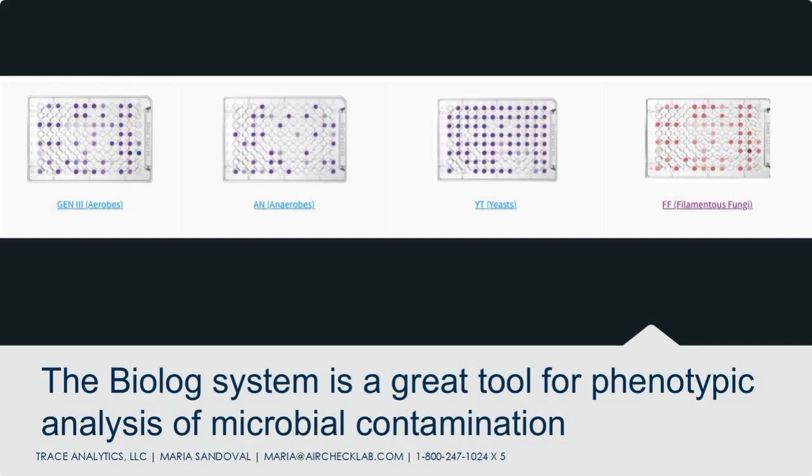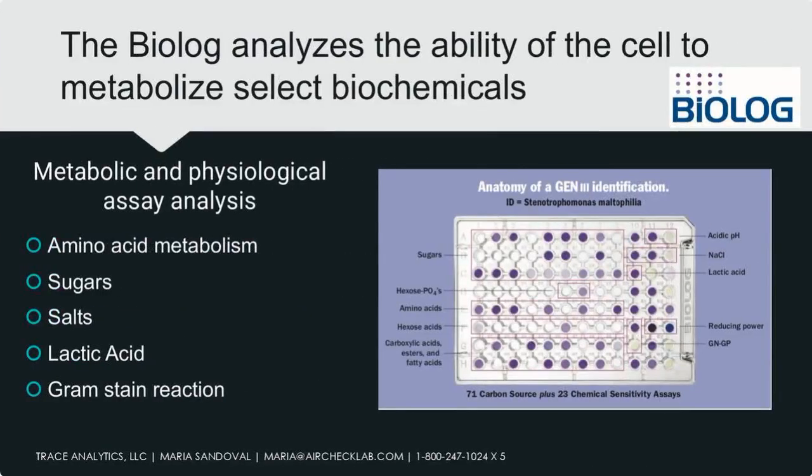If you have yeasts, which are eukaryotes, the aerobic plate can be used if you don't know if it's a yeast, because some of the yeasts look very similar to bacteria. But for most of your yeasts and filamentous fungi, you'll use these specific plates. And again, these 96 well plates give you a fingerprint of the phenotypic identification. And so what you have here is the Biolog analyzes the ability of the cell to metabolize these biochemicals.